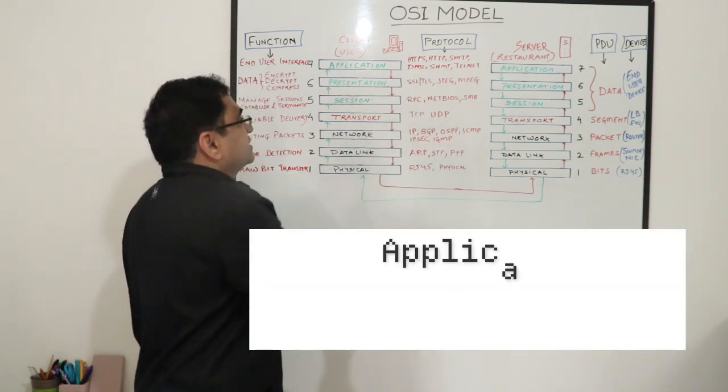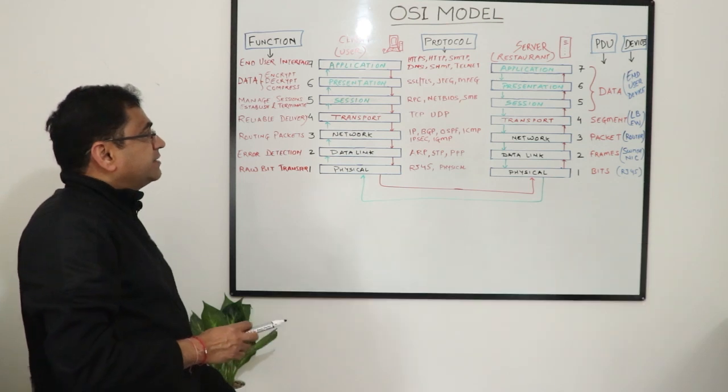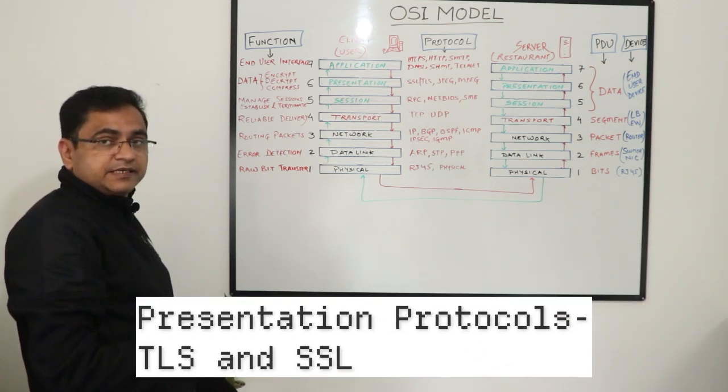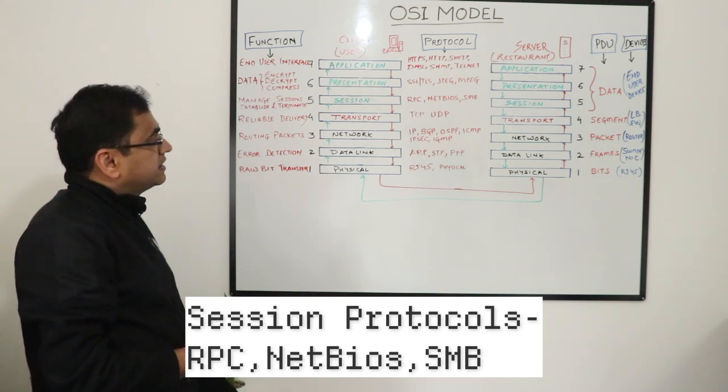These are the protocols in each layer. In application, we have HTTPS, HTTP, SMTP, DNS, SNMP, and Telnet. While in presentation, we have TLS, SSL, JPEG, and MPEG. And in session layer, it's RPC, NetVoice, and SMB.